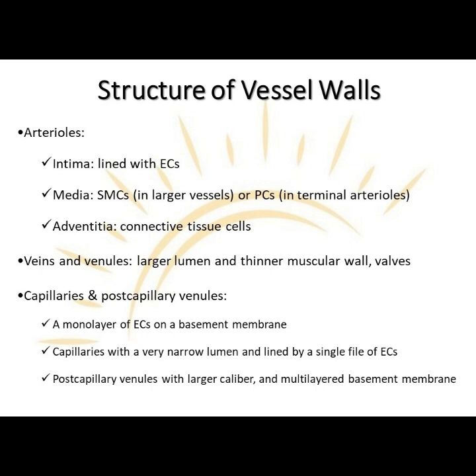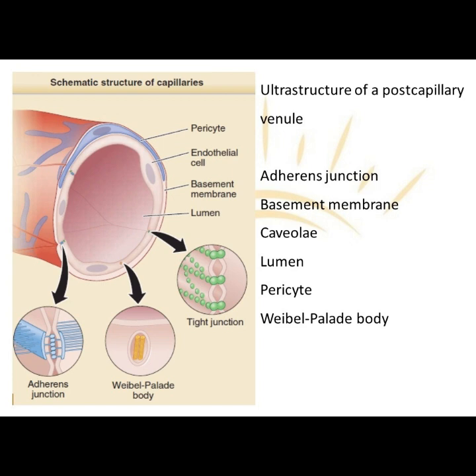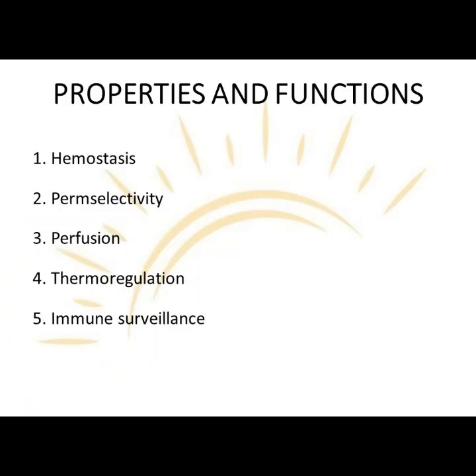Capillaries and postcapillary venules. Capillaries have a narrow lumen, lined by a single file of tightly connected endothelial cells. Postcapillary venules are wider, with looser endothelial junctions and a thicker, multilayered basement membrane. This is the schematic structure of capillaries. Properties and functions: hemostasis, permselectivity, perfusion, thermoregulation, and immune surveillance.